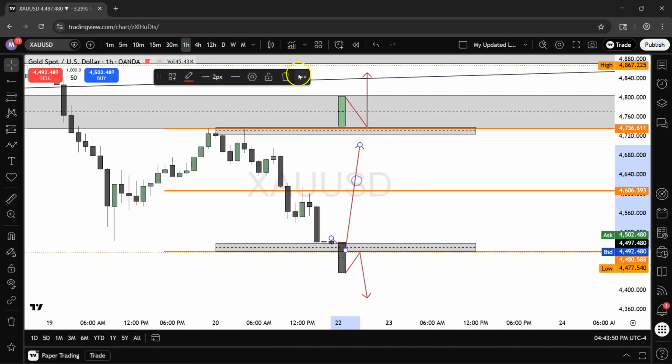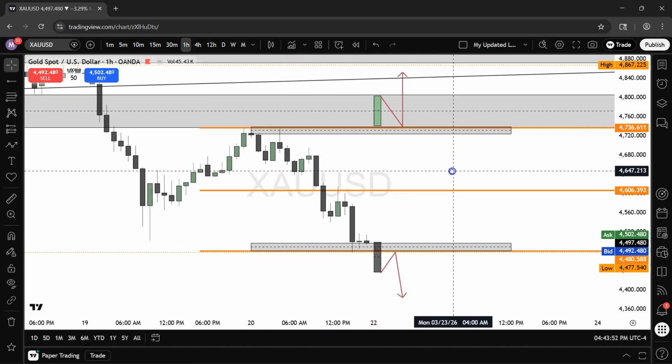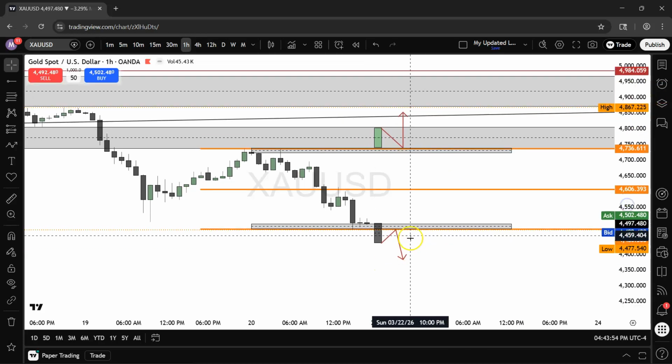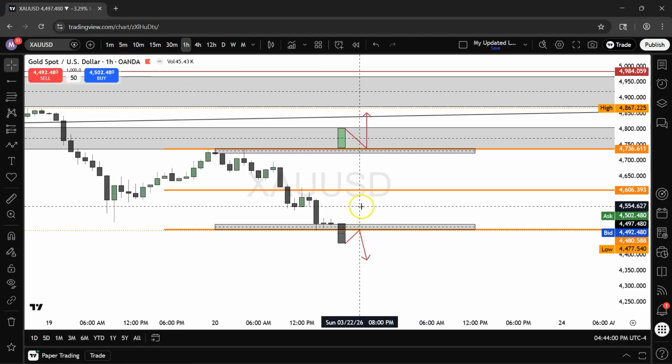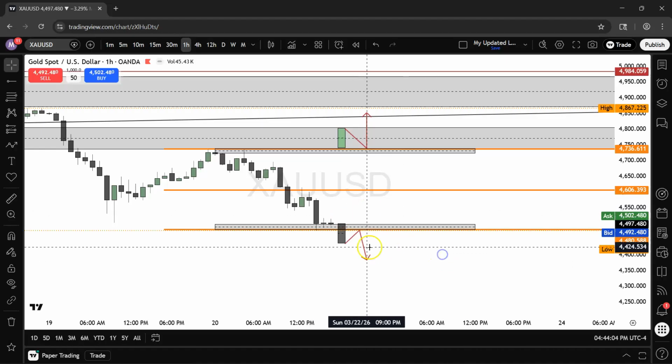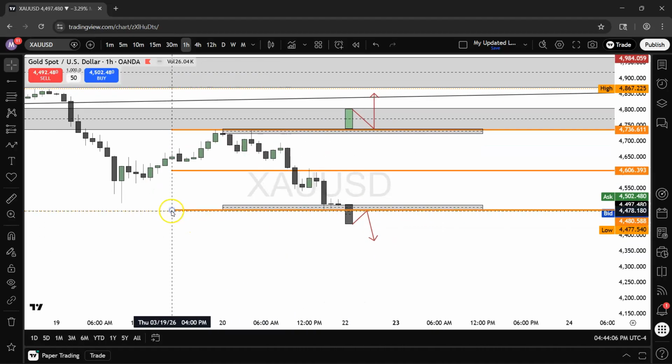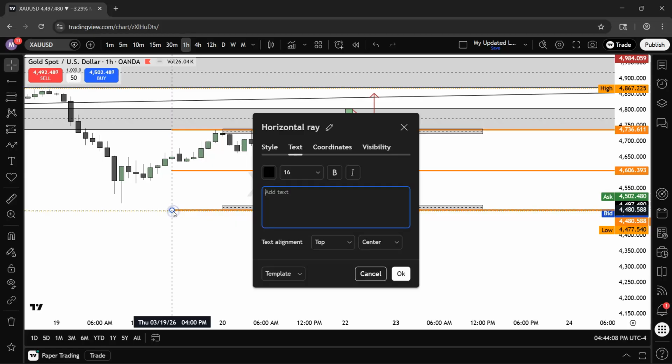All right. And of course, the execution, once I get to these areas, will be done on the 5-minute. This is where I will place a trade on the 5-minute, where I will execute the trade. But what do we need to do for gold? We need to set alerts.